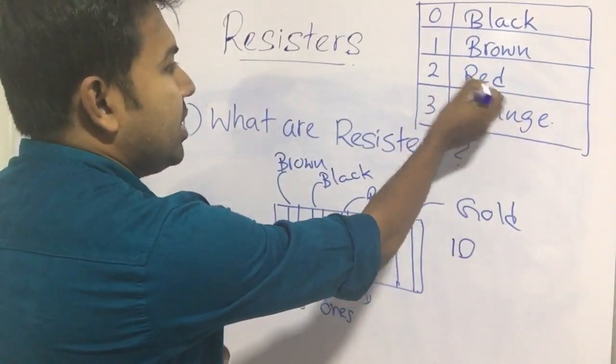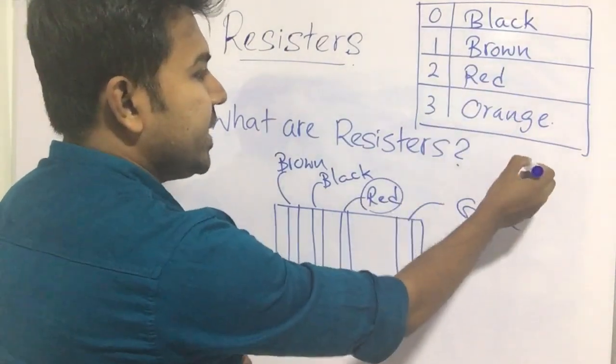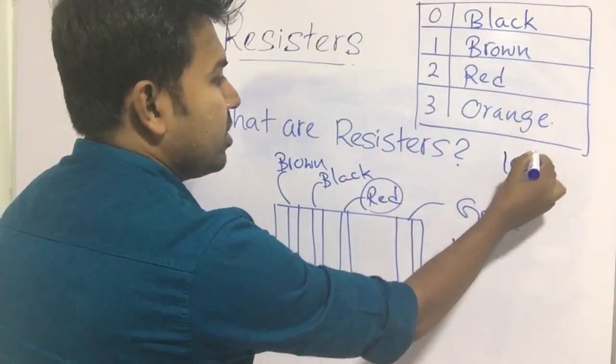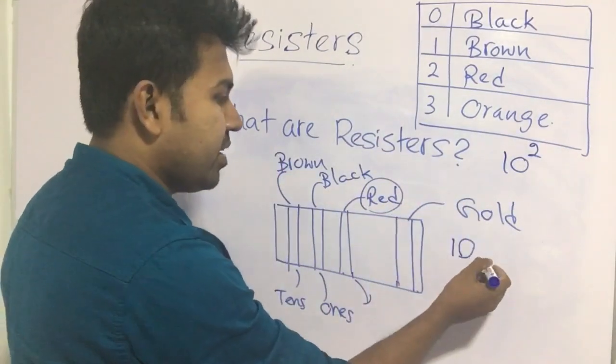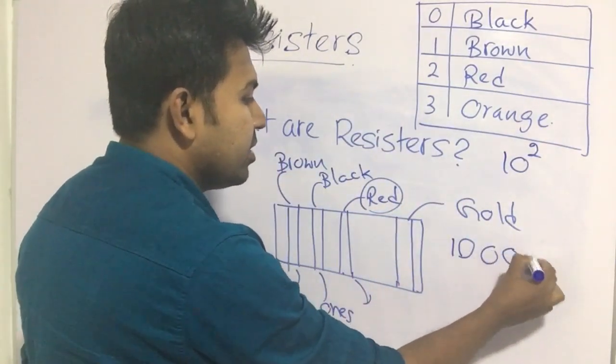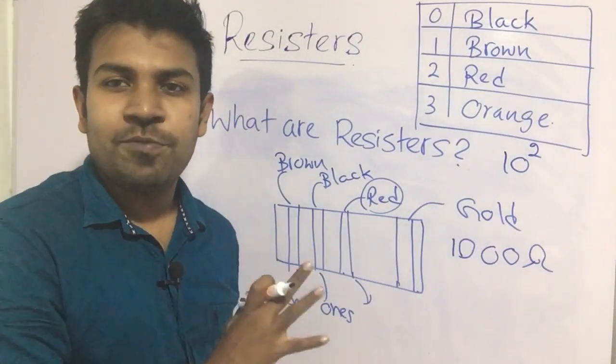So here it's red, so for red it's 2, so therefore 10 to the power 2 is 100, so you multiply this by 100, therefore the answer will be 1000 ohm. 1000 ohm is the value of the resistor.